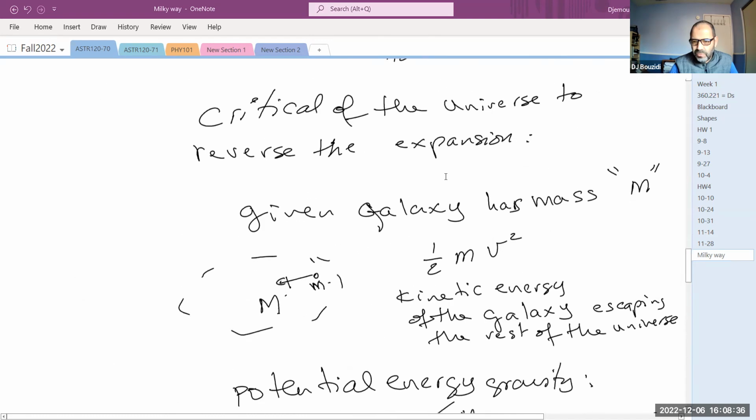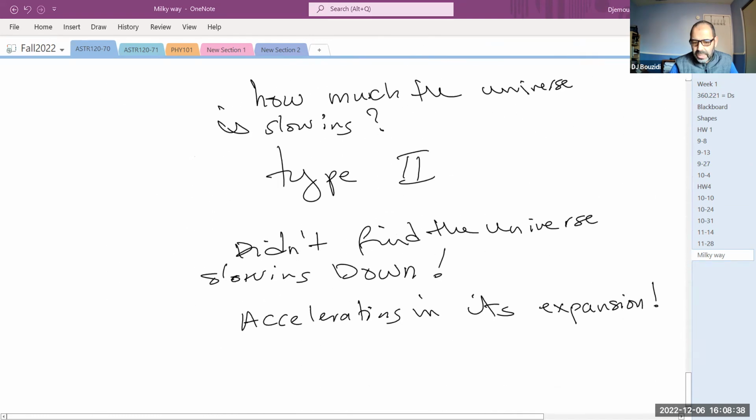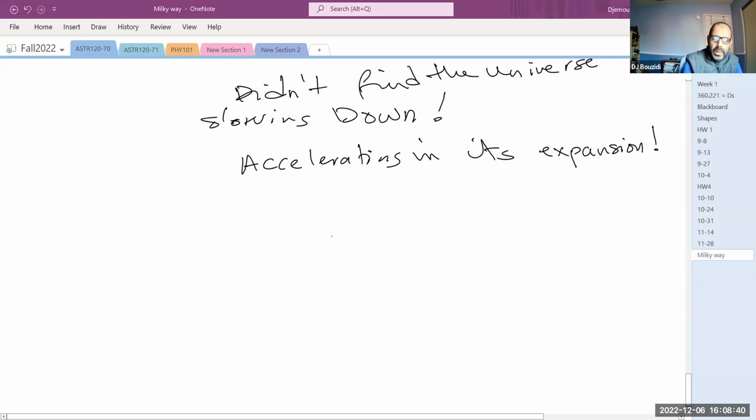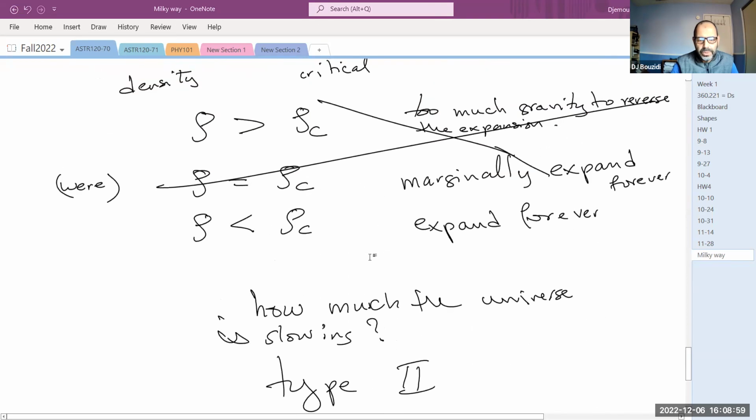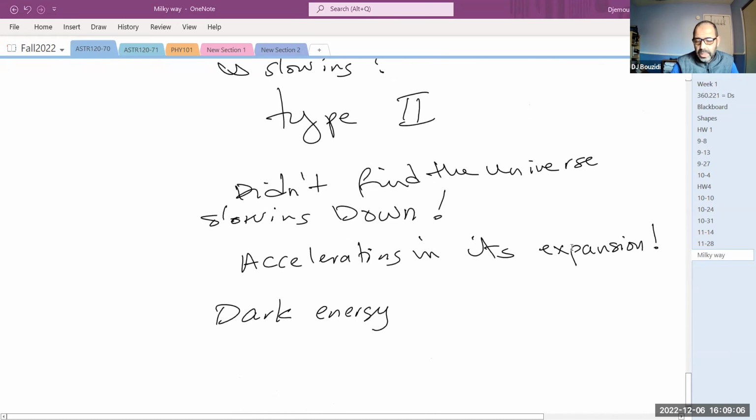So now we have a word for this, and it's called dark energy. So there is an energy in here that is actually fueling the expansion. The universe is going to expand forever and ever and ever, all the time cooling down from when it started. And that's basically the end of the universe.